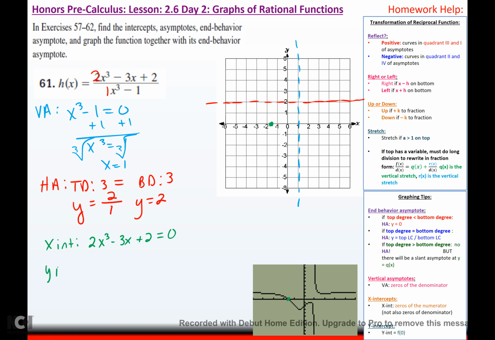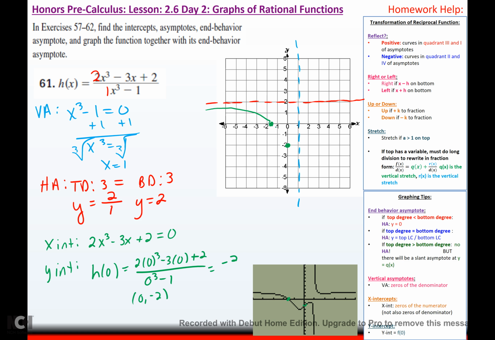My y-intercept, you find h of 0, which would be 2 times 0 cubed minus 3 times 0 plus 2 over 0 cubed minus 1. That's going to be negative 2. So 0, negative 2 is where it's going to cross the y-axis. Okay, and again, then we would pick points to get a good graph, but we cheat. And we know that it's going to approach that asymptote.